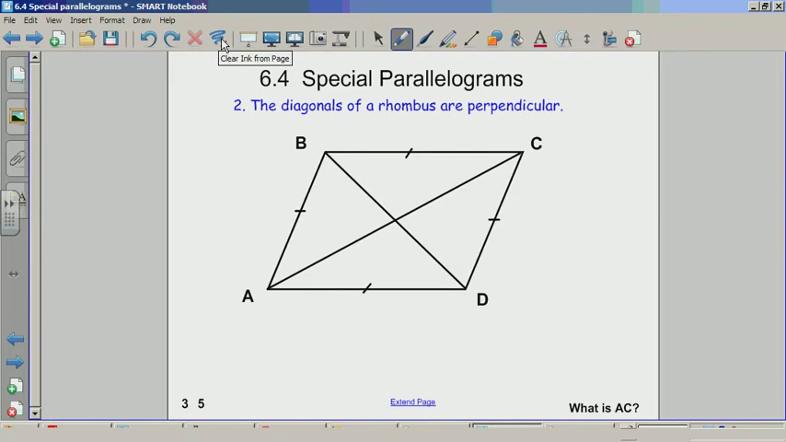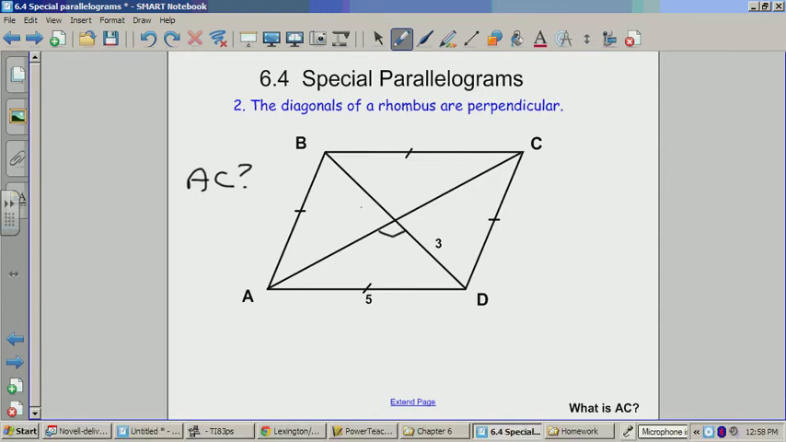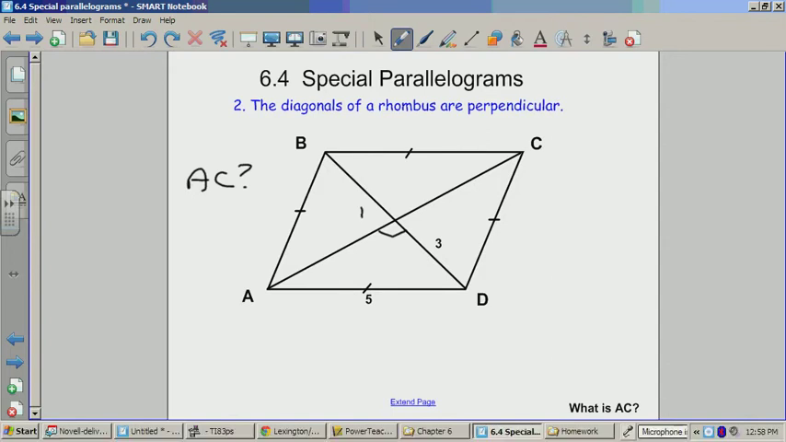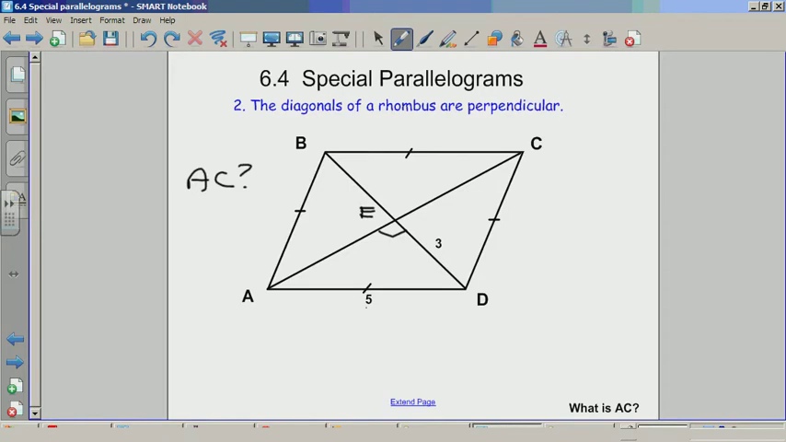All right, what might I ask you about that algebraically? Well, I could say that this piece of the diagonal is 3, and AD is equal to 5. And I may ask you, what is AC? I'm going to use the property that the diagonals of a rhombus are perpendicular to see that I've got a right angle here. Because I have a right angle, that has made a right triangle. I'll call this E. I have a right triangle ADE, whose hypotenuse is 5. One of the legs is 3.